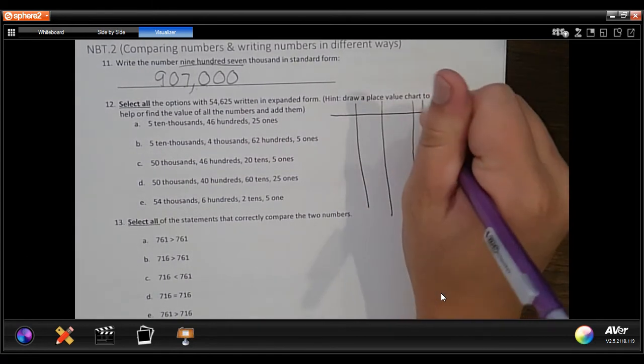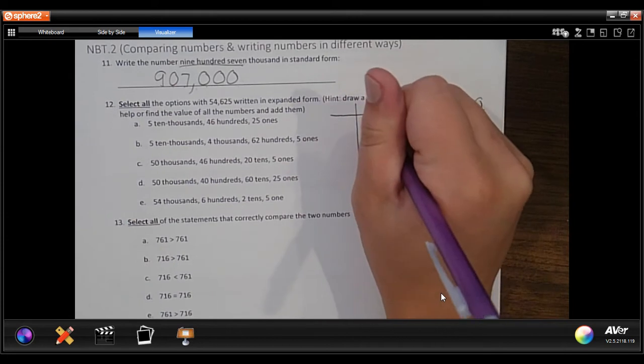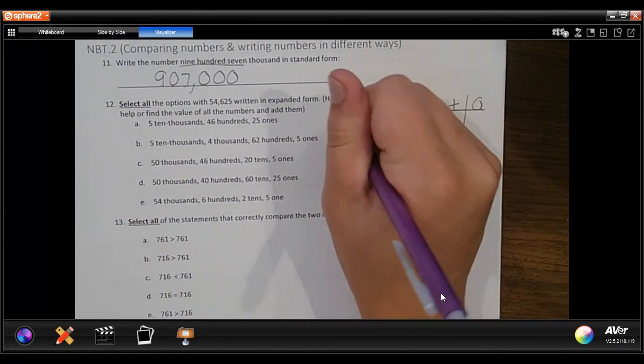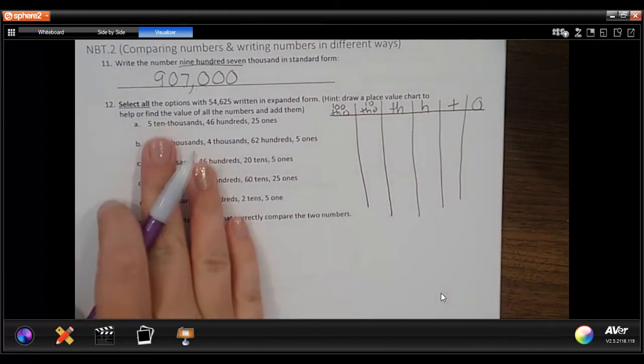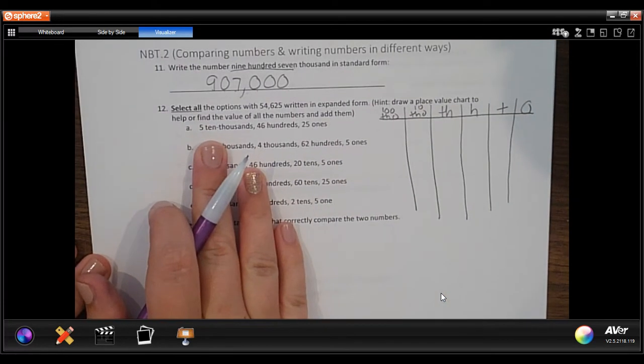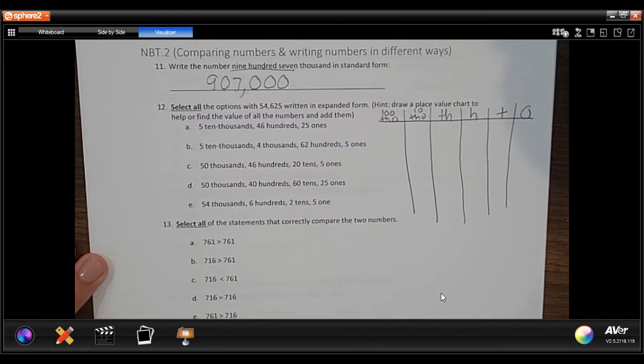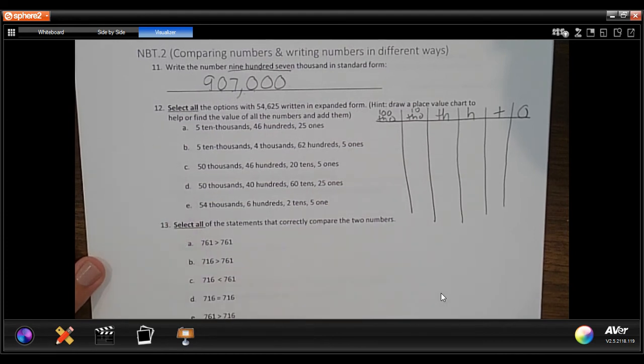Ones, tens, hundreds, thousands, 10,000s, and 100,000s. So I'm going to start by using my chart, but some of them I have to make into expanded form and multiply them and then add them. But let's see how we could use our chart and how we could add them.